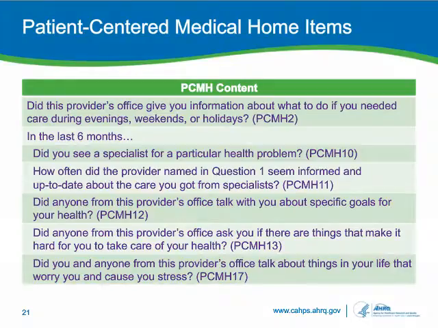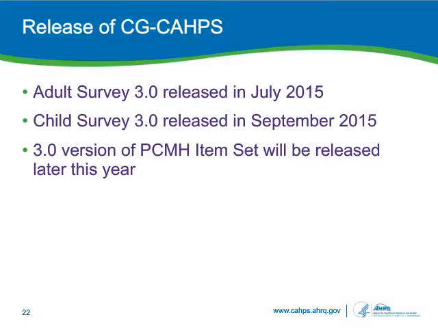AHRQ provides surveys and guidance at cahps.ahrq.gov. The Adult 3.0 CG-CAHPS survey was released in July, and the Child survey was released in September. Please note again that we anticipate future updates to the Child survey as we further explore care coordination measures for pediatric care. We are updating the PCMH materials and translations and will post updated supplemental items later this year.